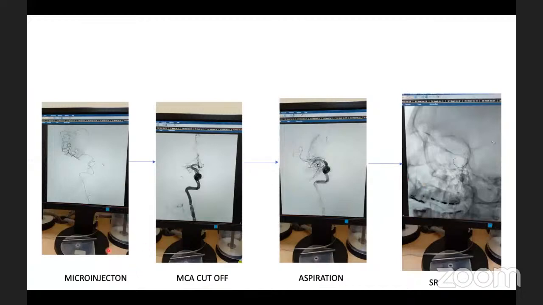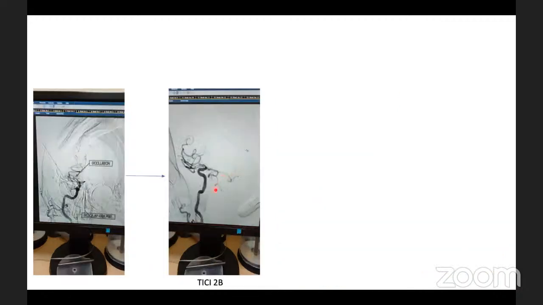Then a microcatheter was passed over the catheter and a microcatheter shoot was taken. What we see here is again an MCA cutoff with a huge clot burden. Then a stent retriever aspiration technique was used. We took 3 to 4 passes, and we got a TICI 2B recanalization. However, the prognosis was not so good in this patient.